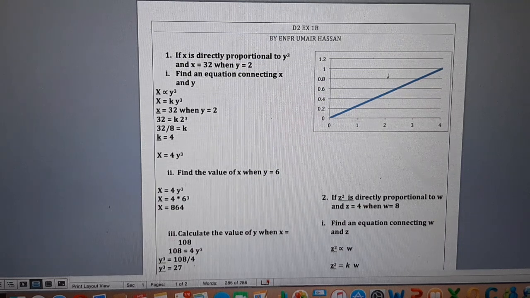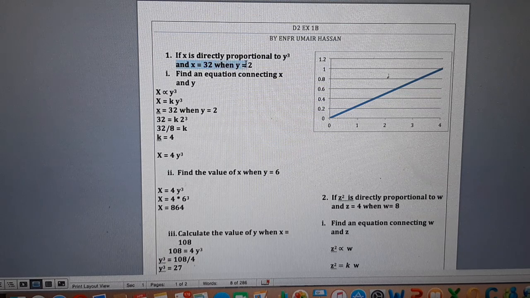In this video, I am going to solve D2 exercise 1B, 7th edition. Question number 1 is: if x is directly proportional to y cube and x is 32 when y is 2, find an equation connecting x and y.